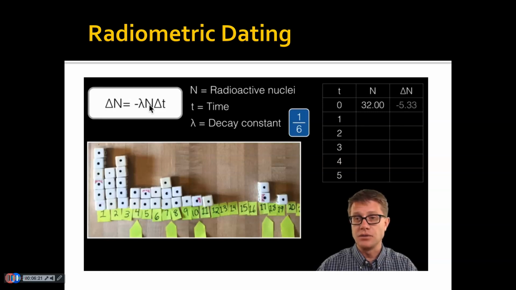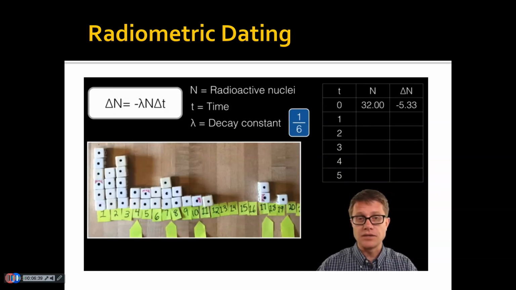So what is that value? It's going to be negative 5.33. Now if we look how many actually decayed, it's 6. But it's close, negative 5.33. This is what it would predict to be, and this is what we actually got with a really small number of dice.